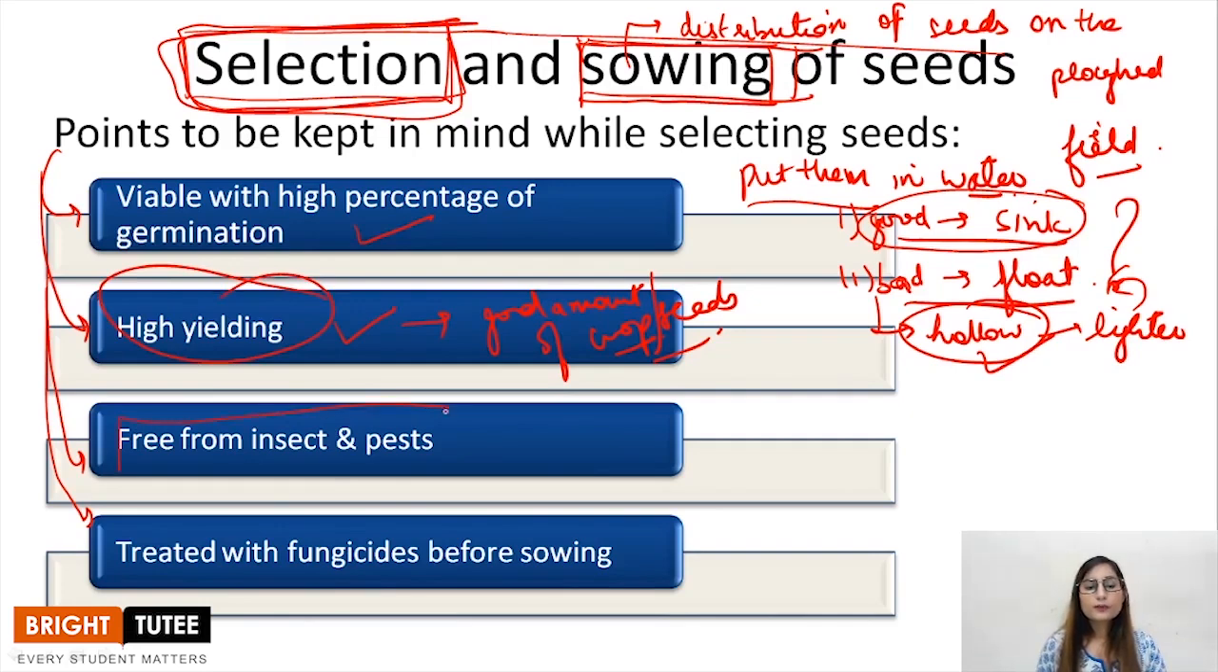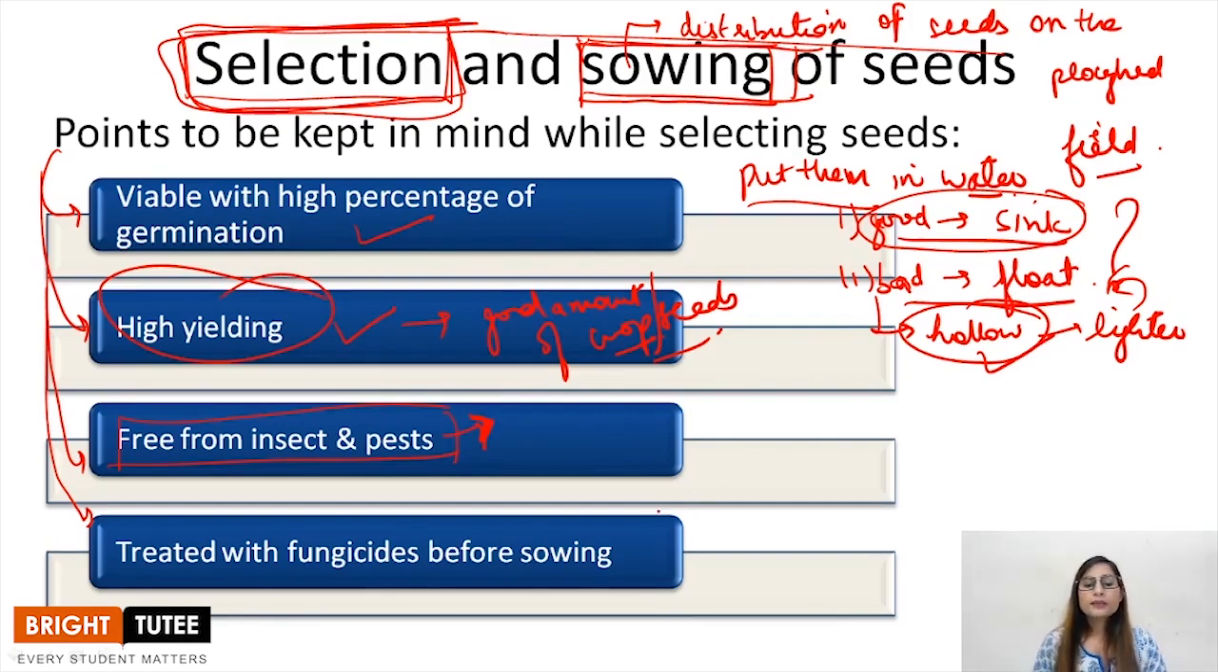Thirdly, free from insects and pests. There must not be any insects or pests present in the seeds, because if there are, then you are already providing them with the insects and pests which will utilize the nutrients of the soil and also will destroy our crop growth. So they must be free from insects and pests.